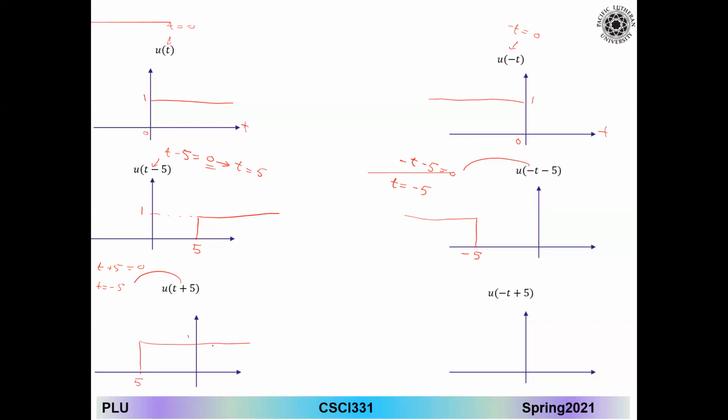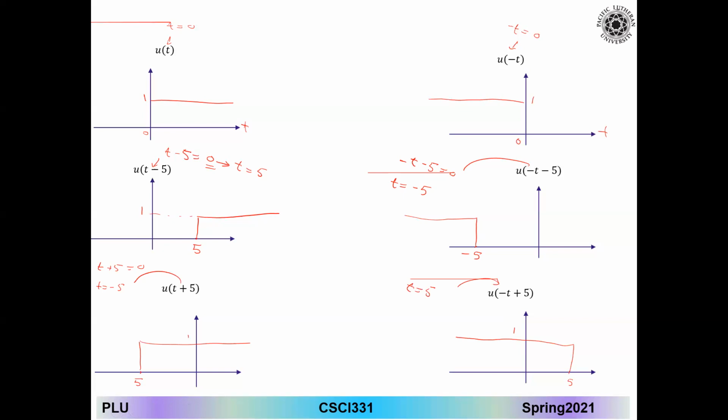What about u of minus t minus 5? The same concept here. What you will find here is t equals 5 in this case. I go to t equal 5. And here is the minus t, not positive t, which means my unit step should be on the left side. Here is the 1.